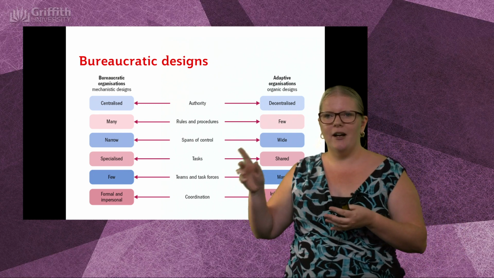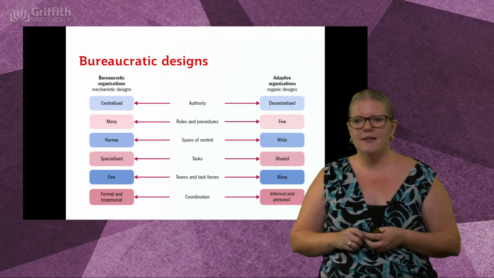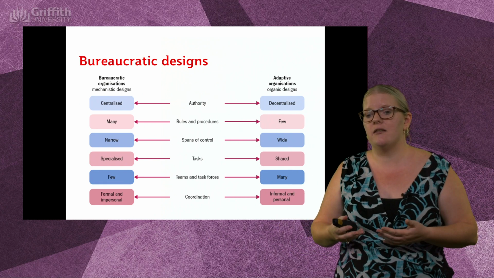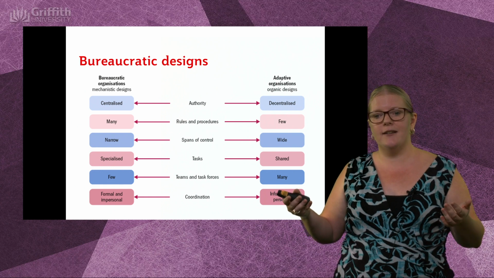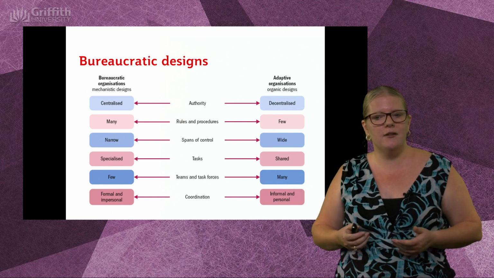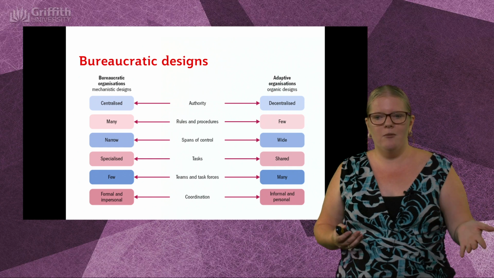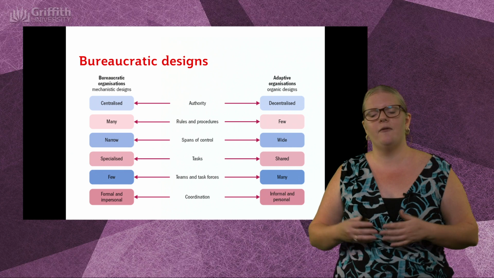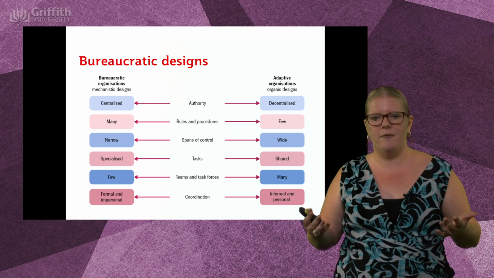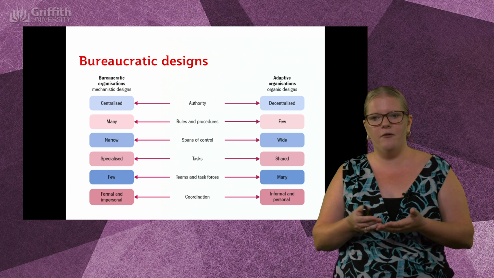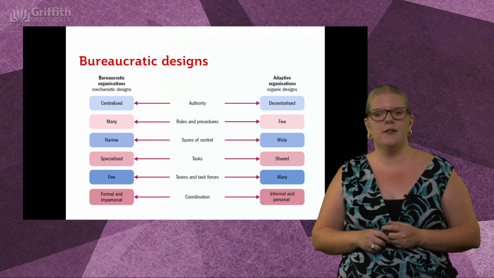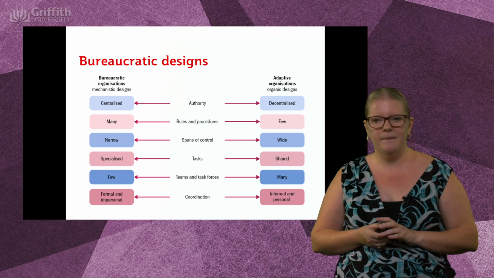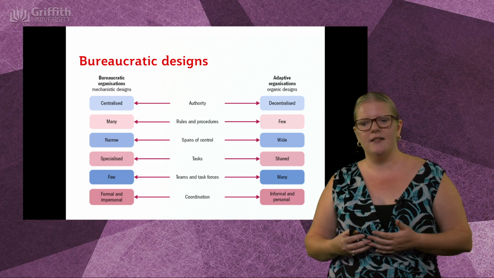However, on the flip side, with adaptive organic designs, we're operating in an environment which constantly changes. So, of course, I need to be decentralized and have few rules and procedures, because I can't operate a gaming company in an environment that constantly changes on a day-to-day basis if I have the same rule or procedure for the same thing. It doesn't work that way. I need a wide span of control because I need to empower my workers to do what they need to do at that point in time to get the product out there. And I need to have shared tasks.